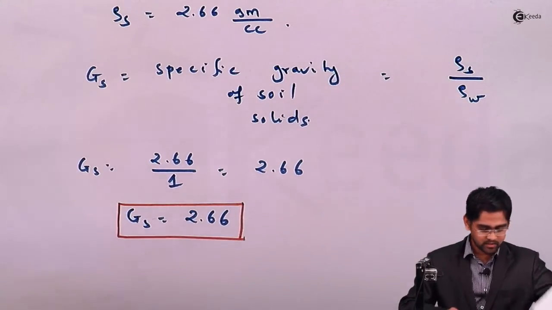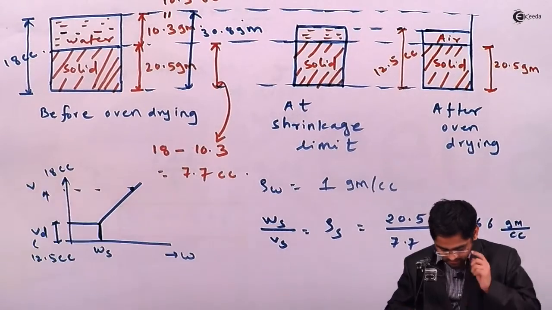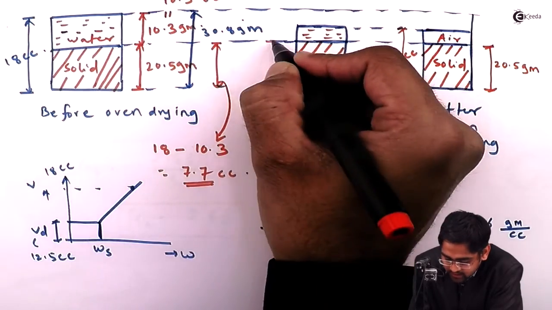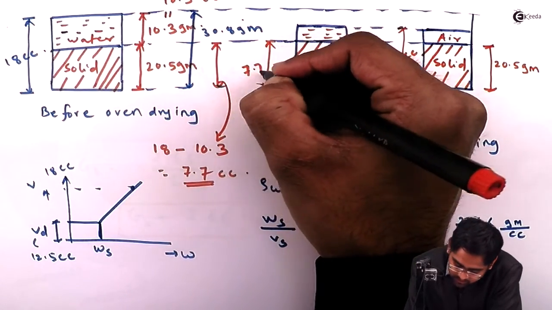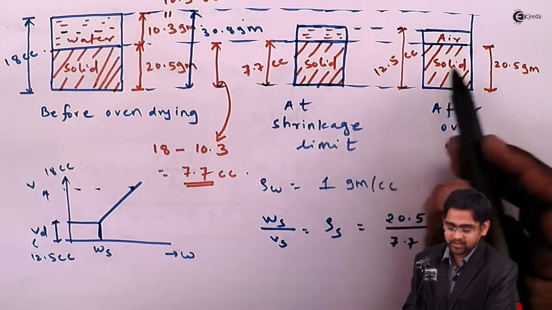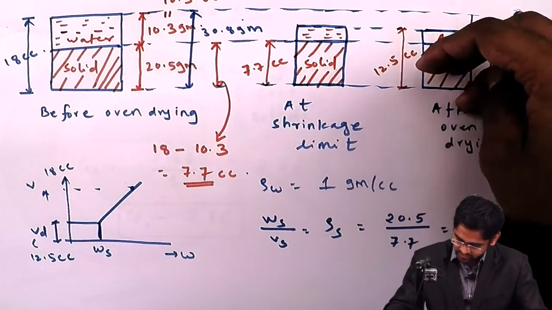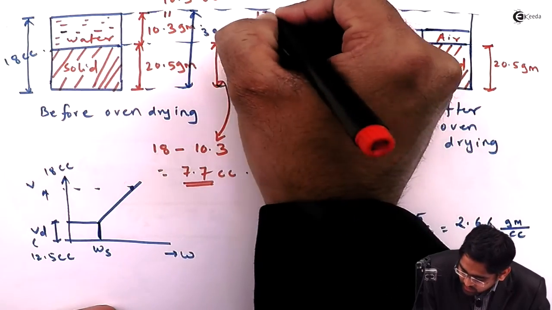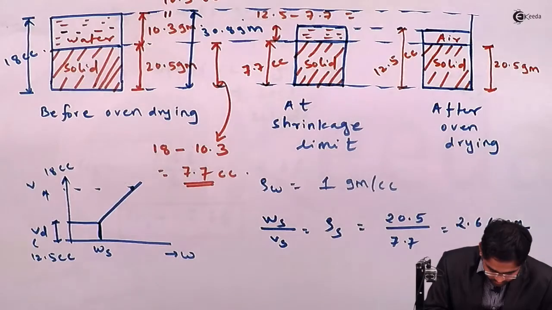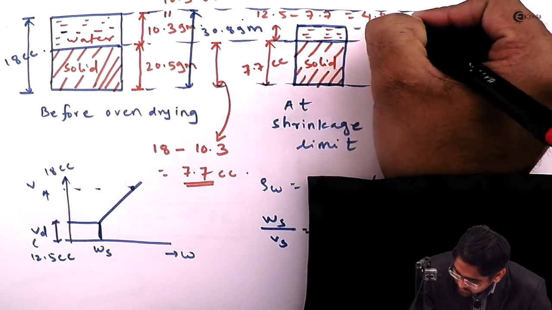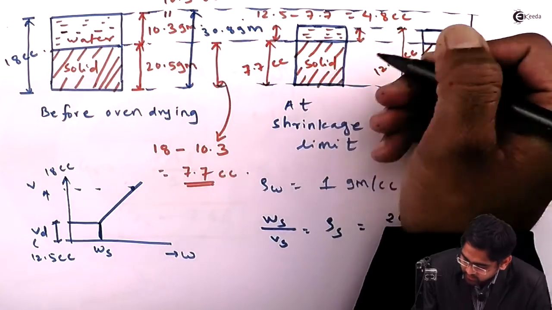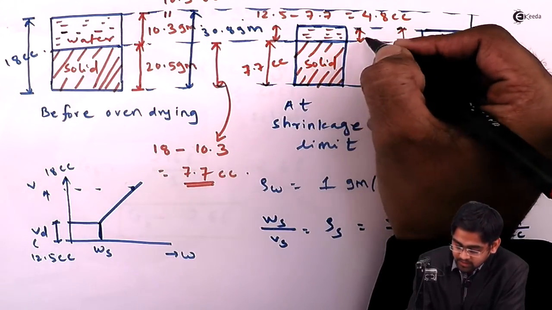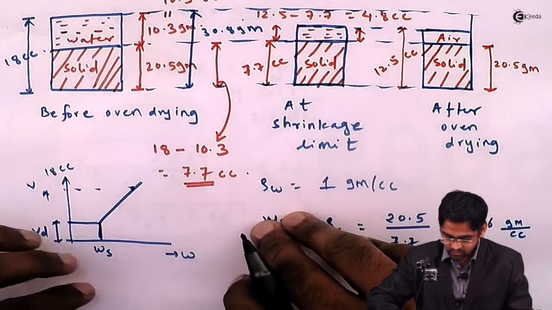So again I go back to the three-phase diagram. Since we have calculated this particular volume as 7.7 cc, this will remain the same. So at the shrinkage limit also this will remain the same, 7.7 cc, because solids are relatively incompressible, so there will not be any change in weight and volume of the soil solid. At the shrinkage limit we have total volume equal to 12.5 cc. So the volume of the water present here will be 12.5 minus 7.7, which is 4.8 cc. Similarly, if you multiply by the mass density of water, you will end up with the same answer.